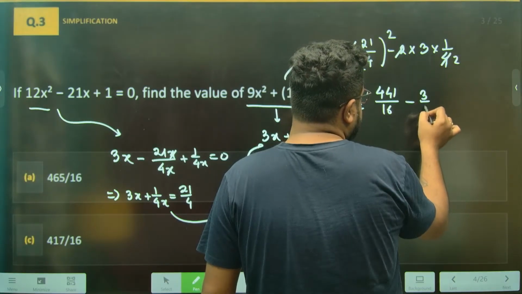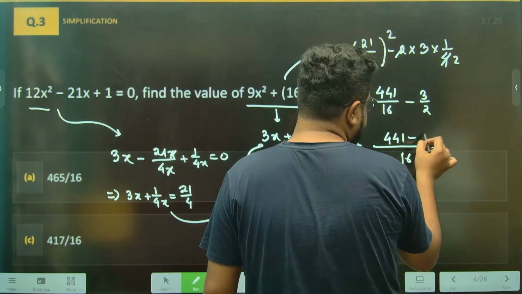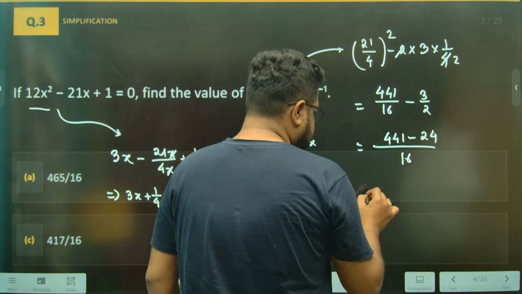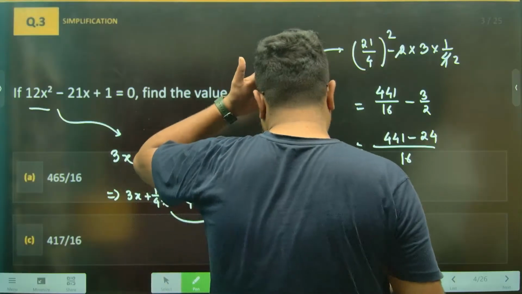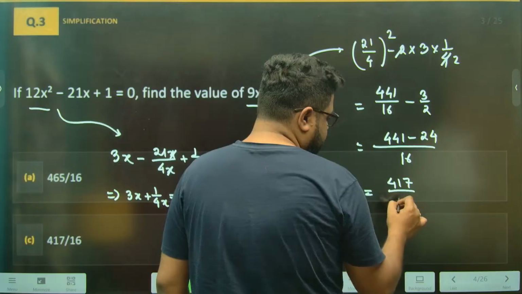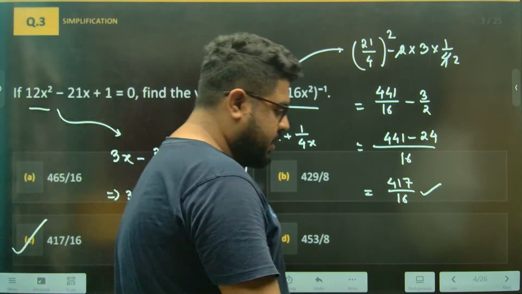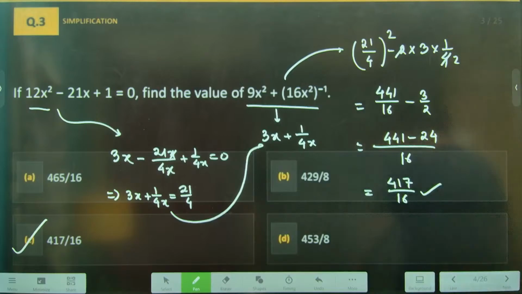minus 3 by 2, sir. So 16, 441 minus 8 3s are 24. This is 417 over 16 is the correct answer, which is option number C, sir. Which is again option number C, as you guys can see. Very simple question. Very simple.